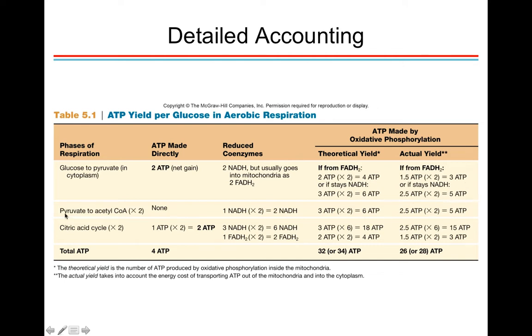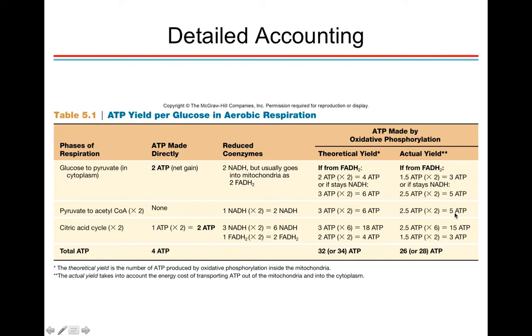If we look at the conversion of pyruvate to acetyl-CoA, we know that there's 1 NADH plus H generated per pyruvate, and that happens twice. So we get net 2 NADH plus H. That's going to again yield the 5 ATP, that step going from pyruvate to acetyl-CoA.